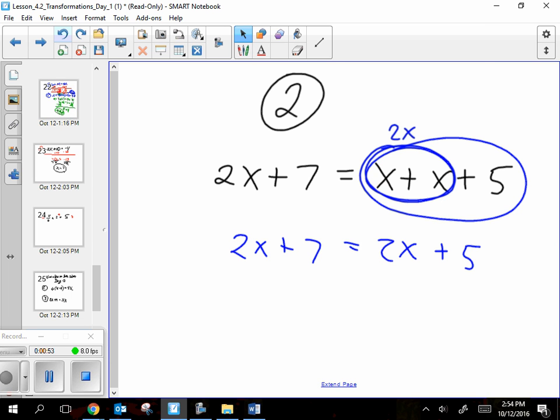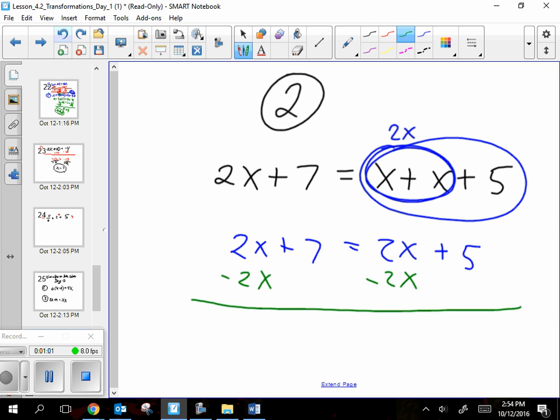All right, the next step is if you have variables on both sides, you subtract off the smaller one. Since these are the same, you can subtract off either one because they're the same. When I subtract off 2x on both sides, I get 7 equals 5. If you ever have all your variables disappear and you're left with a statement, if it's a true statement, the answer is all real numbers. But is this a true statement? No, this is a false statement. So there is no solutions to this one.